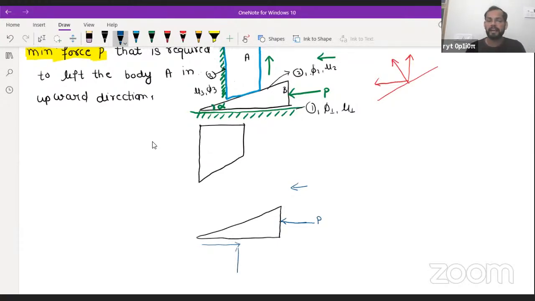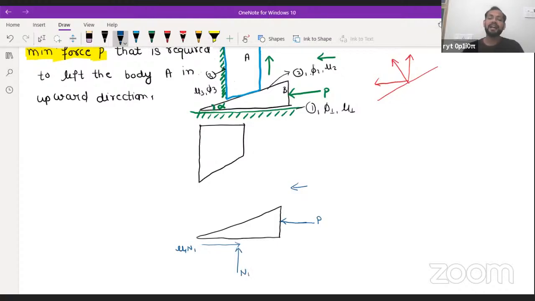So normal reaction will be like this. And as you know, we always deal with the limiting condition. That means the friction force at this surface will act, that is nothing but mu1 N1. Any doubt? No, I don't think there should be any doubt. Fine. Okay. So now what about the normal reaction?